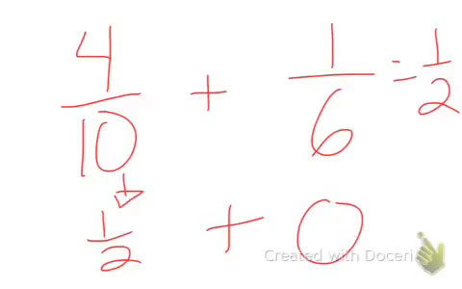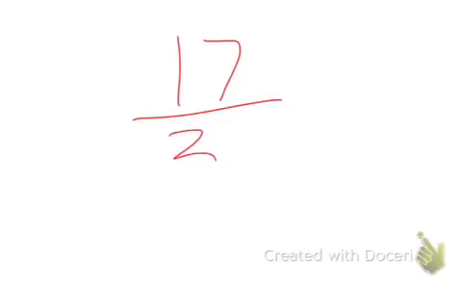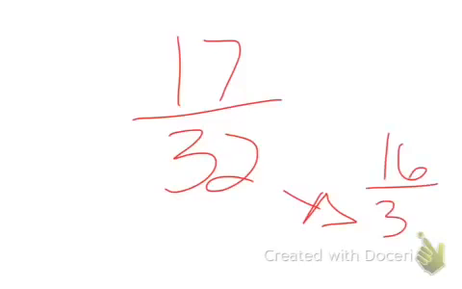So that's all you have to do for today's lesson. Remember, think about the fraction. Split the denominator in half. So for example, 17/32. Split the denominator in half. Half of it would be 16/32. So we would say that that is close to half. That's all you have to do for today's lesson.